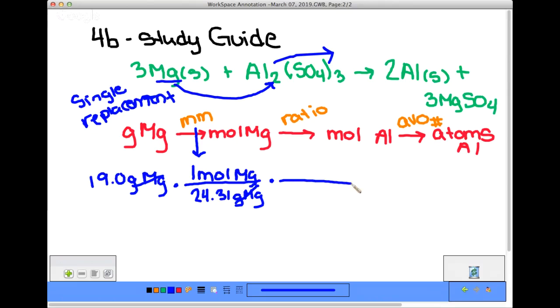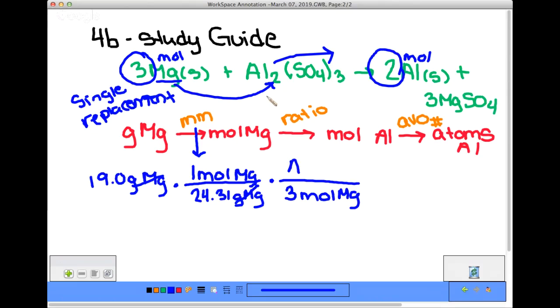Next, I want to look at my mole to mole ratio, and that comes from the numbers up here. What this says is that we have 3 moles of magnesium to 2 moles of aluminum. Since my magnesium is right here, I'm going to put my magnesium on the bottom, so this is my 3 moles of magnesium. Let me erase that. Then we compare that to my 2 moles of aluminum. So that's my mole to mole ratio.